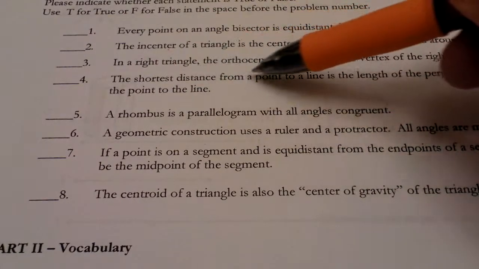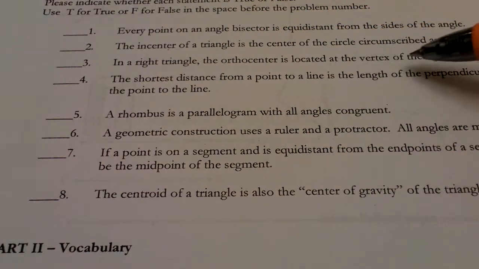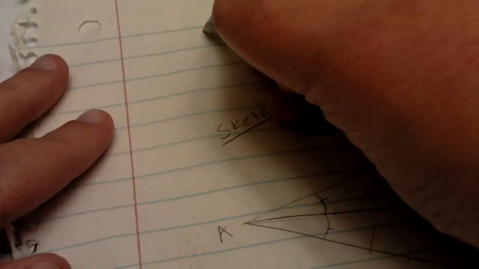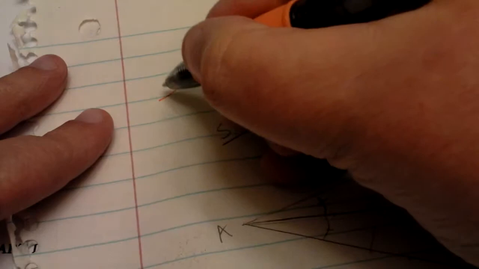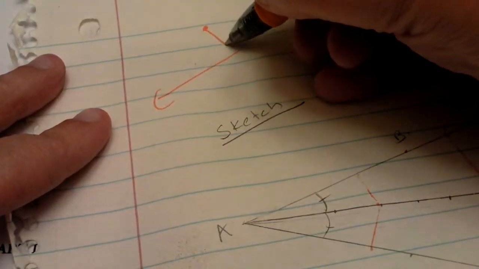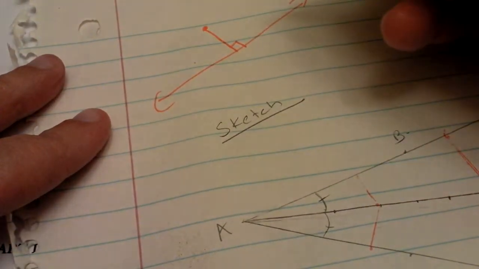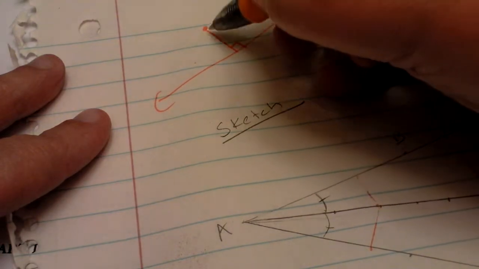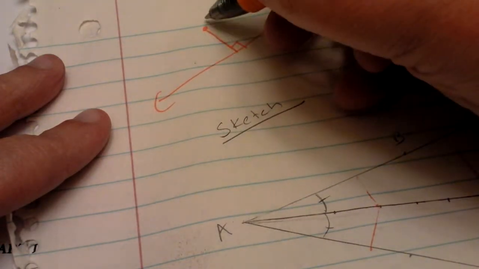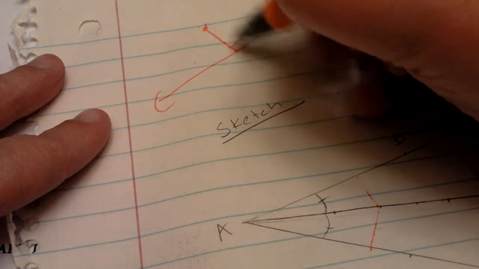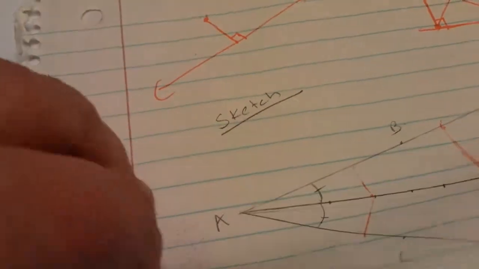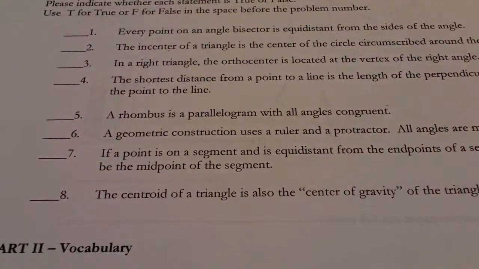The shortest distance from a point to a line is the length of the perpendicular segment from the point to the line. The shortest distance from a point to a line is to go straight towards it at a right angle. If I go this way, it's farther. The distance from here to here is always the shortest distance, which is to go straight to it at a right angle. So that's true.